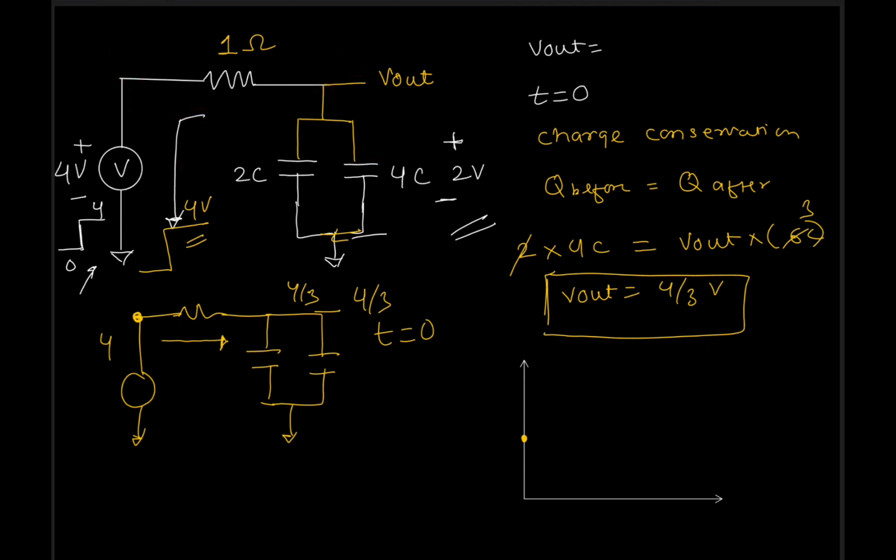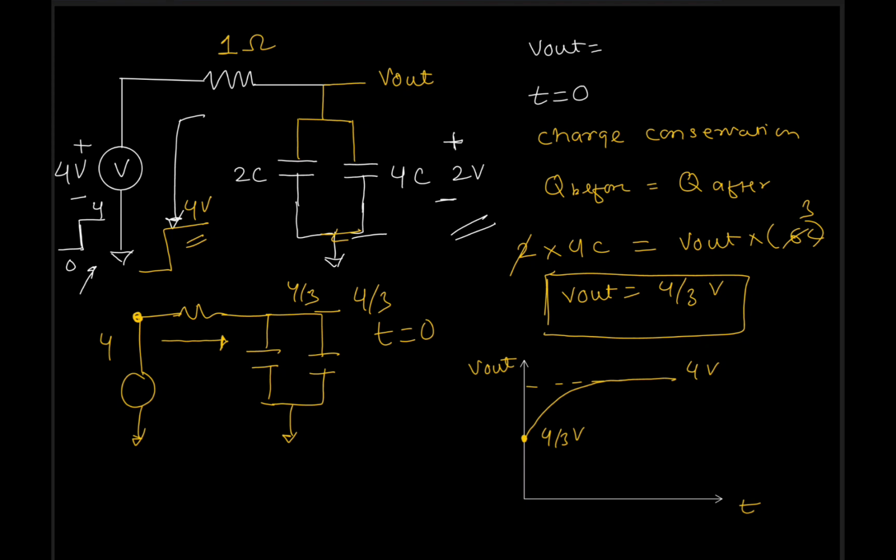So sometimes the interviewer can also ask you this type of question. So make your basics strong. So you will have this type of waveform. Okay, got it. So this is 4 by 3 volts, and this is 4 volts. This is T and this is V out.